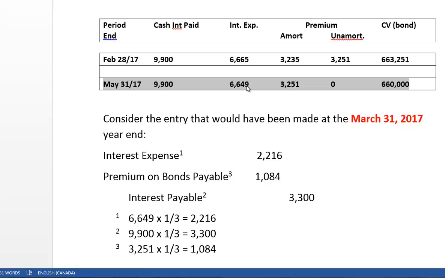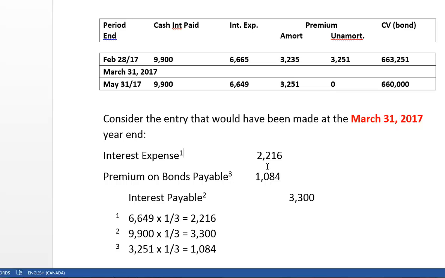Why? Because $66.49 is interest expense that the company will book from March the 1st, 2017 to May 31st, 2017. That's 3 months of interest expense. Our year end falls in that period, so March 31st, 2017 is in here. So we want to allocate it for 1 month, from March the 1st to March the 31st.